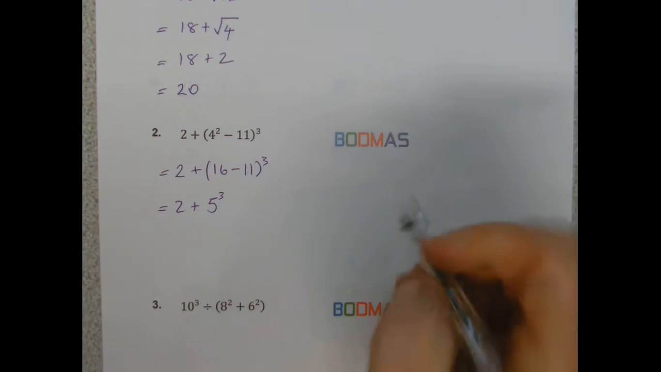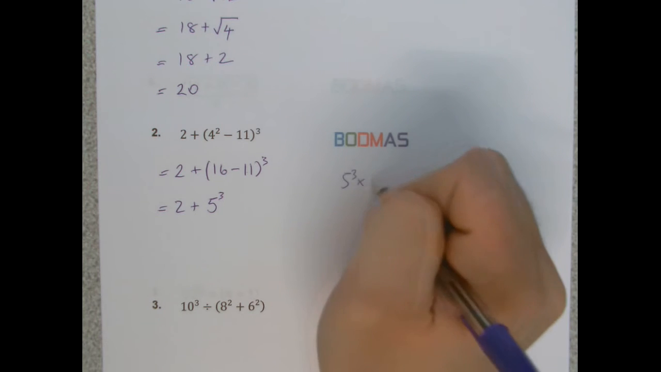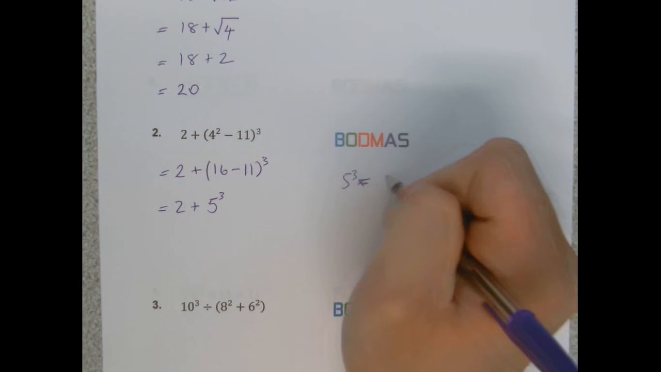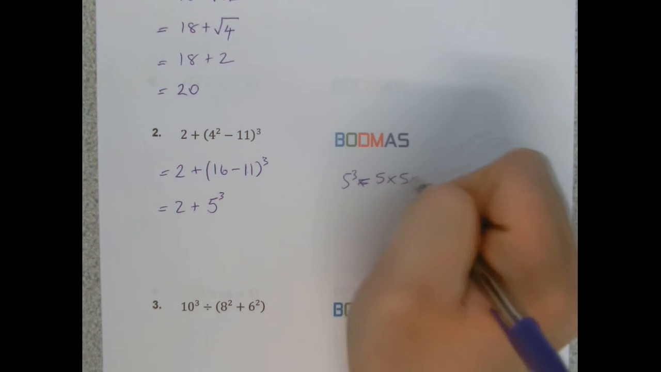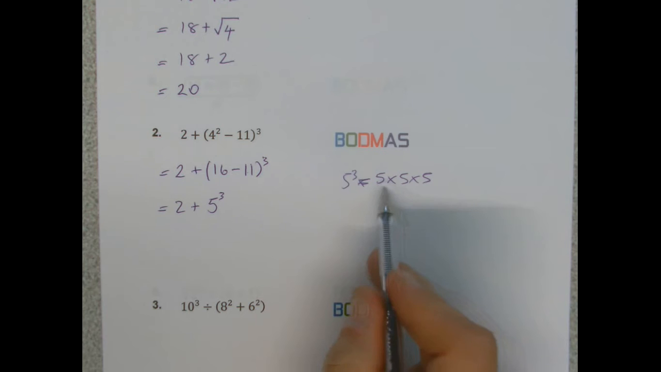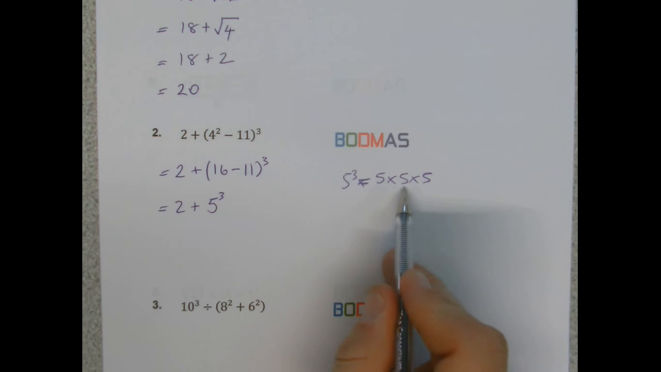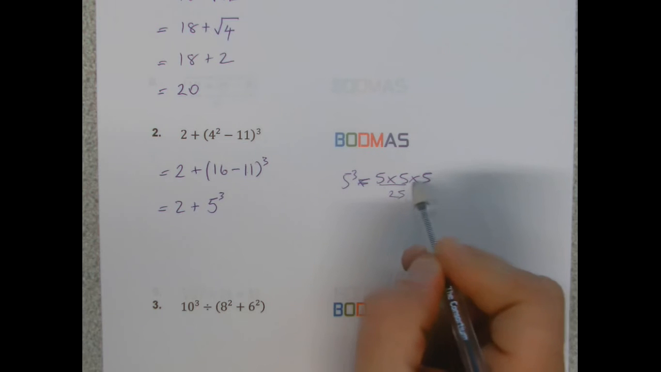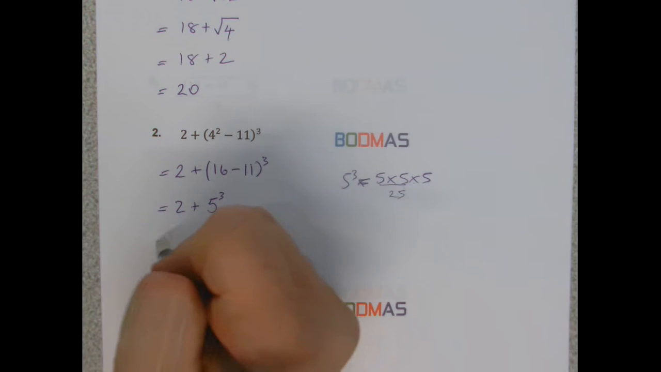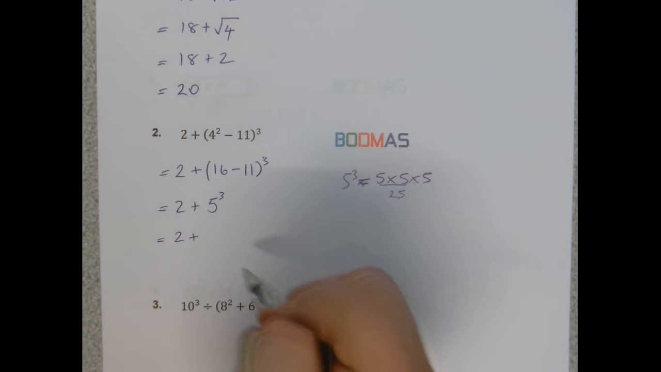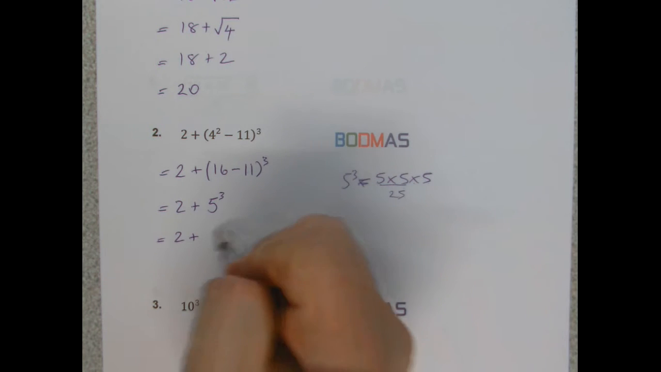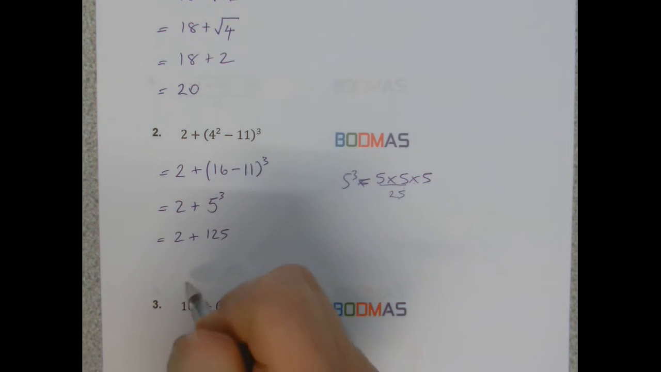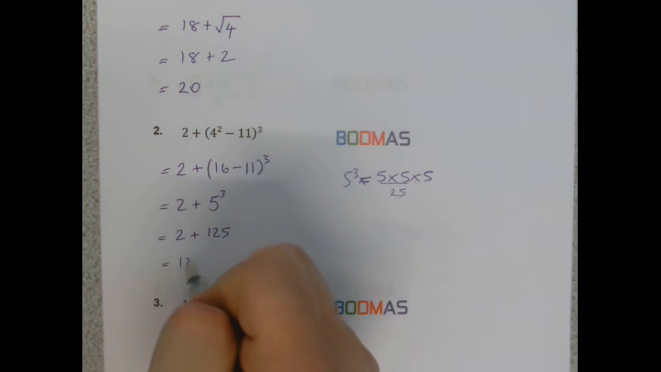Now cubed, of course, means to times by itself. So 5 cubed will equal 5 times 5 times 5. And 5 times 5 is 25, okay? So that becomes 25, and then I've just got to times it by 5 again, so I get 125, okay? 25 times 5 is 125. And then I can add, and I get my final answer, 127.